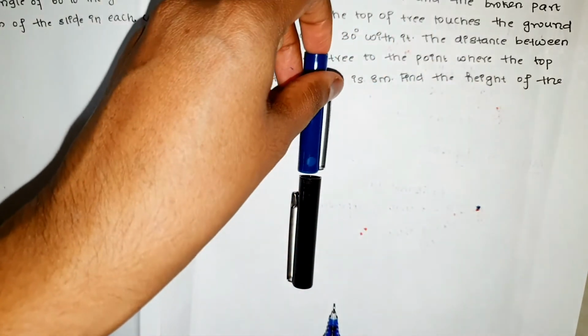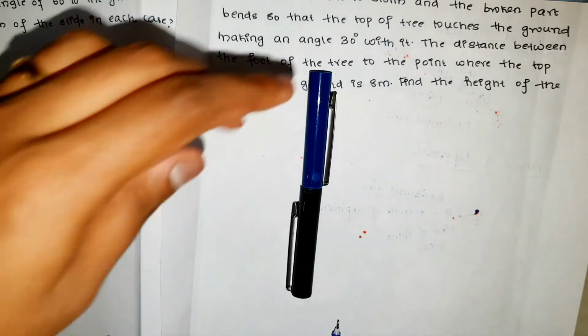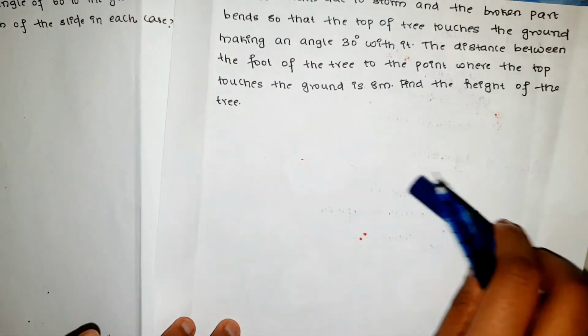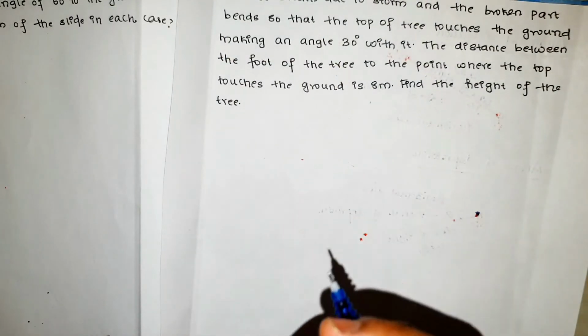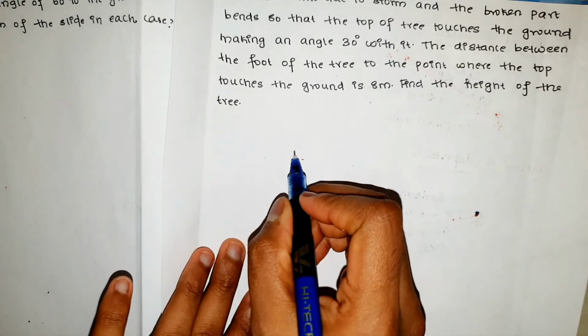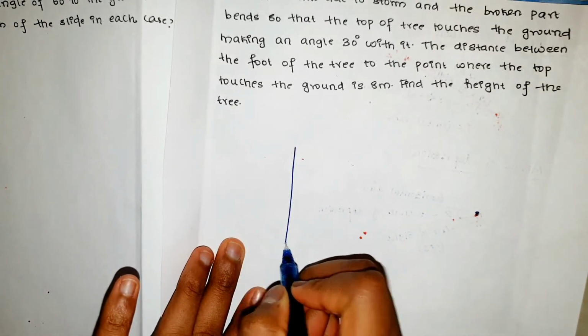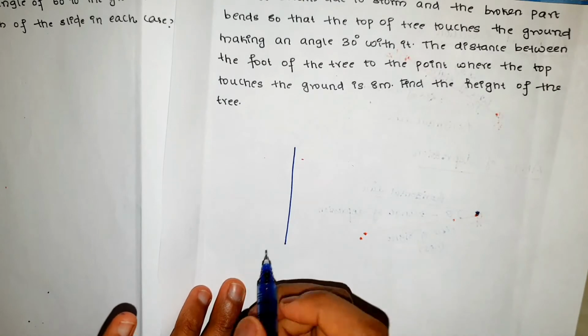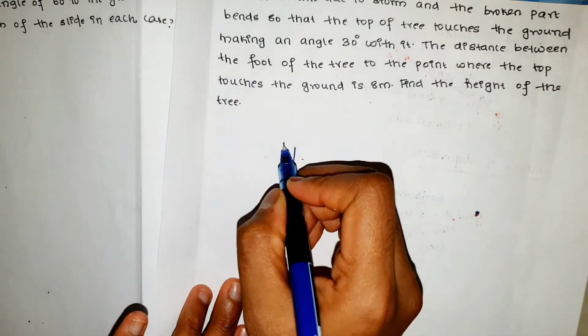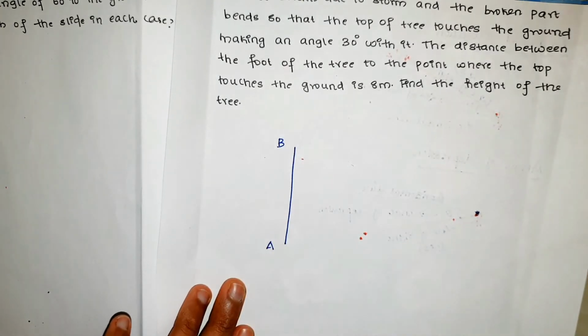We have to find the height of this full tree. So this is what we have to find. Okay, first let us draw the diagram. So let this be our tree. I am taking it as AB. Let AB be our tree.